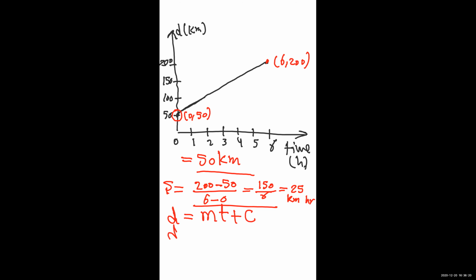Guys, d will equal, what is the slope or m? It's the 25. So 25t plus c. Okay, c here is 50. So just 1 second, I will write down 25t plus 50. The intersection point, guys, 0 and 50. So this is c, 50. Okay, are we clear now?